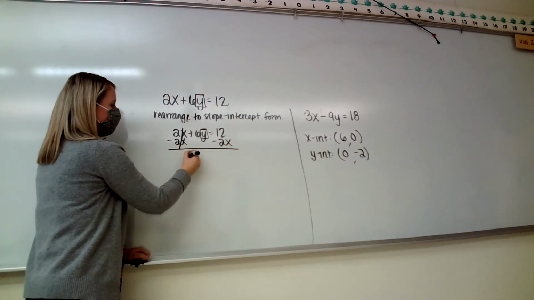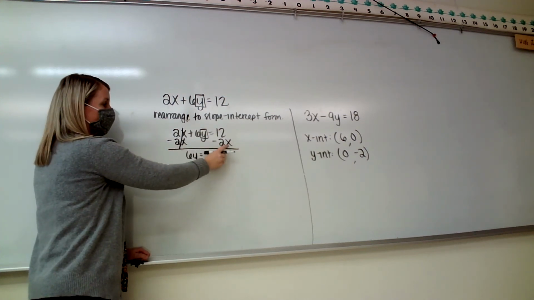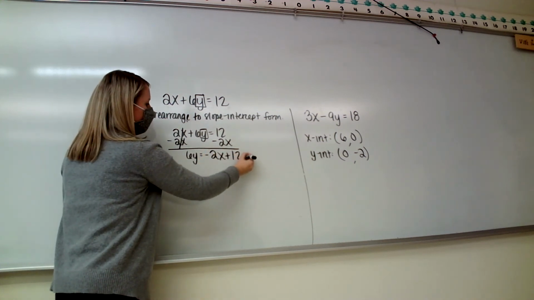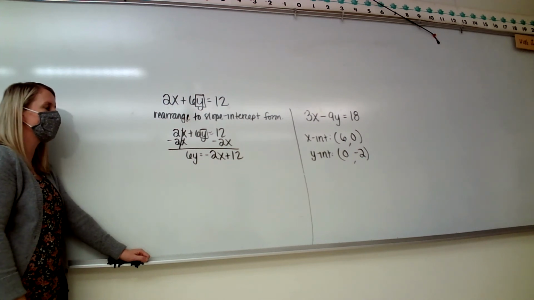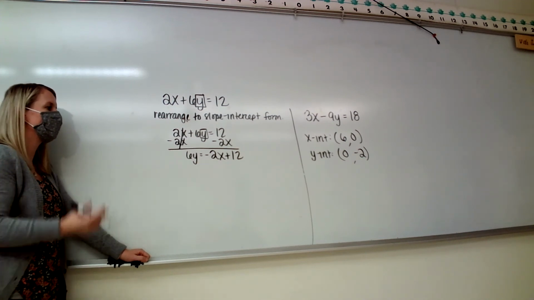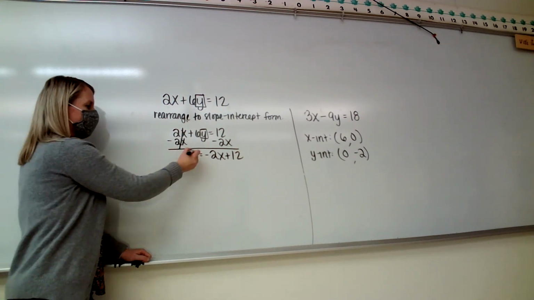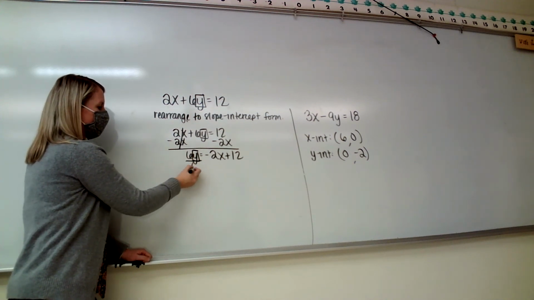I do highly suggest as you're rearranging, slope intercept form is mx plus b. So I'm going to put that negative 2x first and then the 12. We do want things in a certain order when we're talking about different forms. So slope intercept, you want mx plus b. But I still want this y by itself. And in order to do that, since that's connected with multiplication, I'm going to divide by 6.